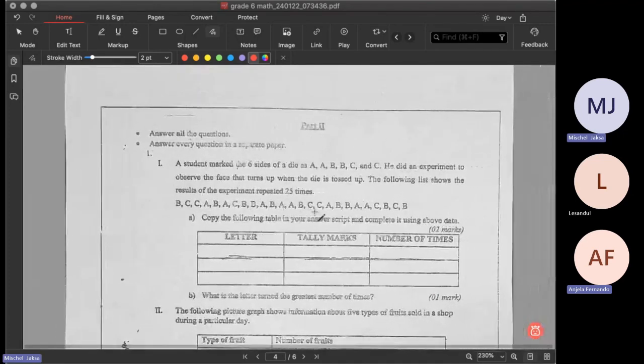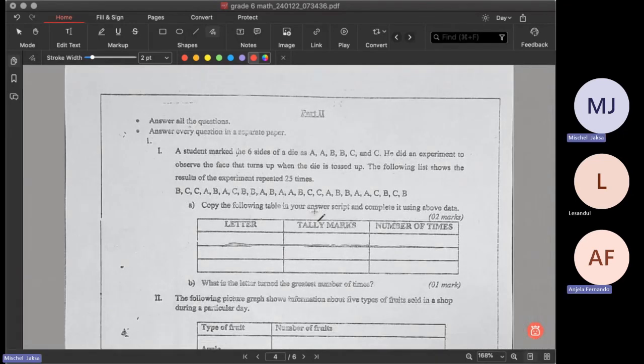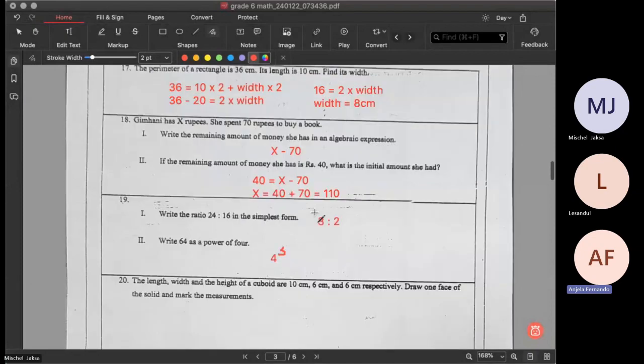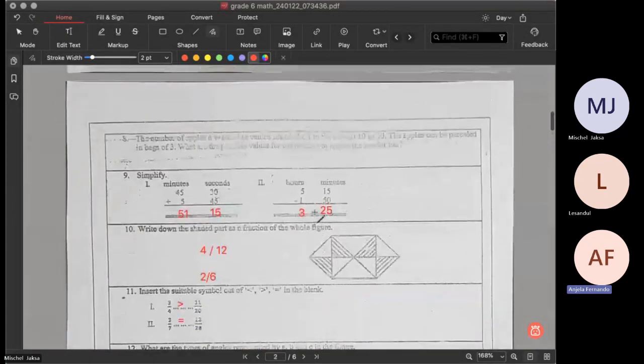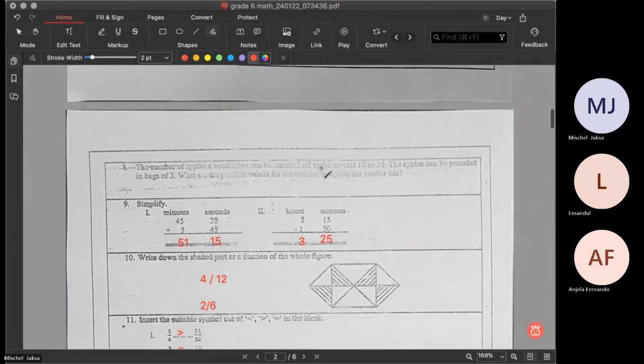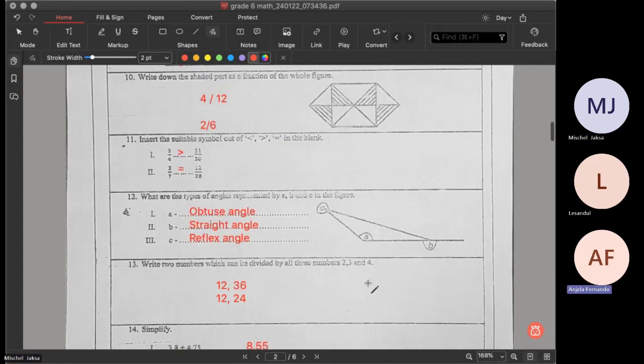Yes, Miss. For the 8th question, Miss, what is the answer? The 8th question is not clear. I will check it with another copy and let you know, okay?